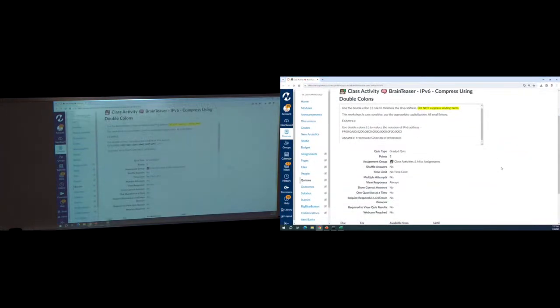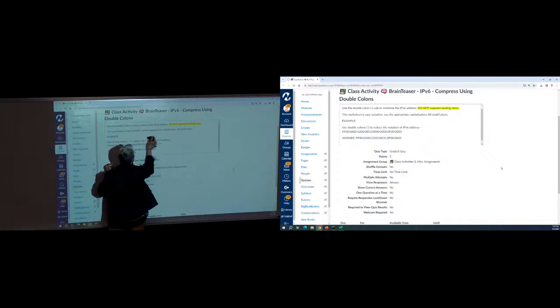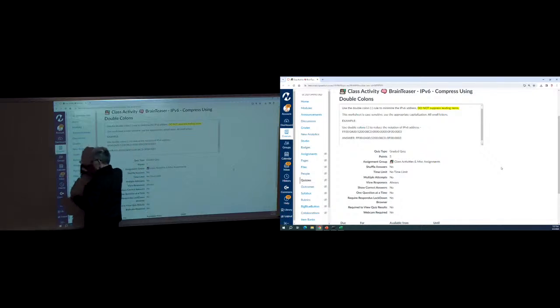Okay, now notice that this one says do not suppress leading zeros. So we're not going to suppress any of the leading zeros because we're only looking for groups of zeros in the hextets. And we'll use double colons. Okay, so again, this is testing for a different thing. This isn't testing our ability to find leading zeros. This is testing our ability to do double colons.